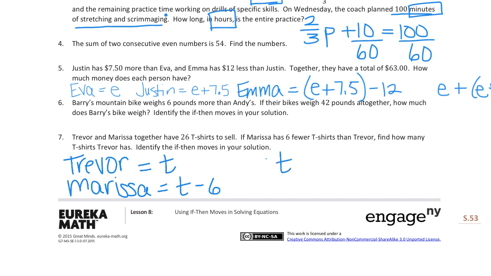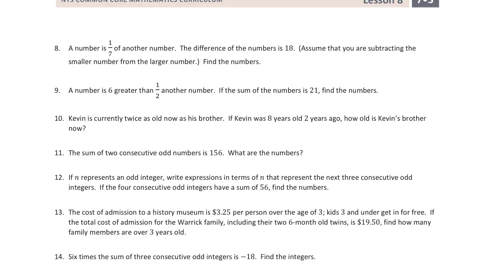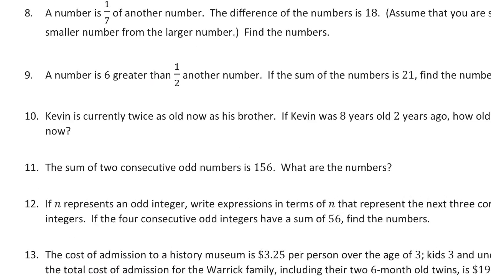So T plus T minus 6 equals 26. If you want to simplify, you can do that. Once I simplify, I end up with 2T minus 6 equals 26. Okay, next page.